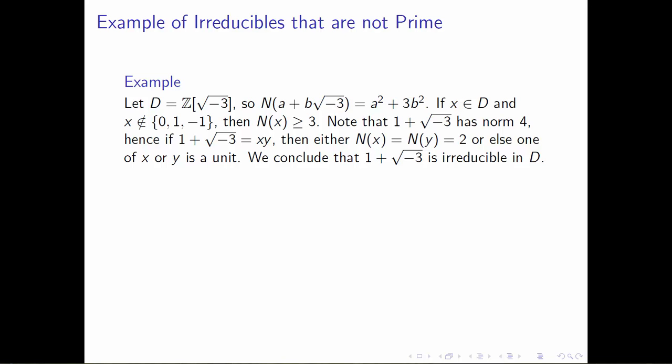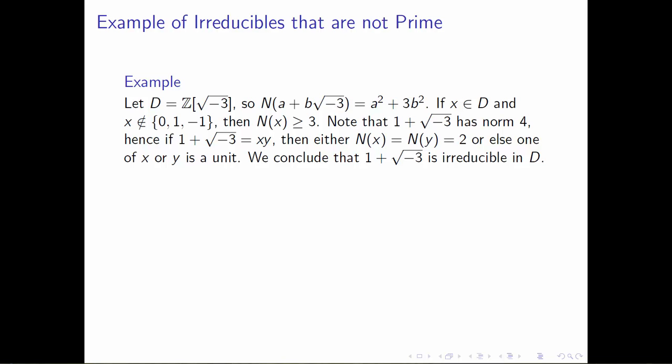So let's take a look at the element 1 plus the square root of -3, which has a norm of 4. And let's try to prove that this element is irreducible using the norm map. If we write it as x times y, where x and y are elements of this domain, then either the norm of x is the norm of y, which is 2, that's the only way we can factor 4 in a non-trivial way.